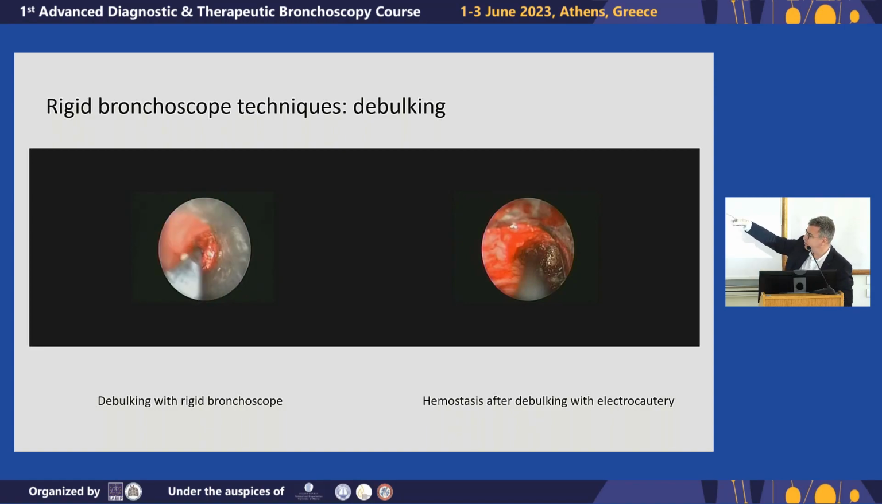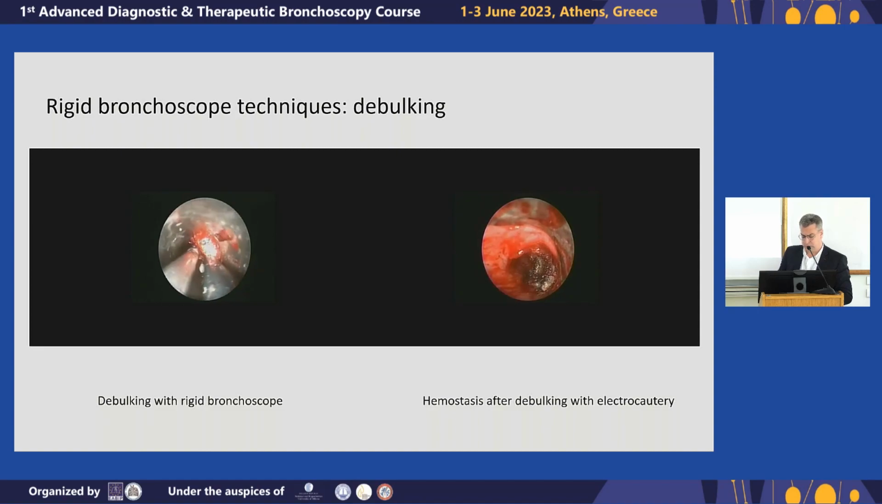So we use the bevel on the left side. We see the bevel of the rigid scope after cauterizing the lesion, using this cutting mode and moving in parallel to the axis of the bronchus, and we cut the lesion and we try to take it out with the forceps afterwards. And of course, afterwards, you see the forceps is moving, and at the end, when we have removed big chunks of the tissue, then we cauterize the bed of the lesion for hemostasis.